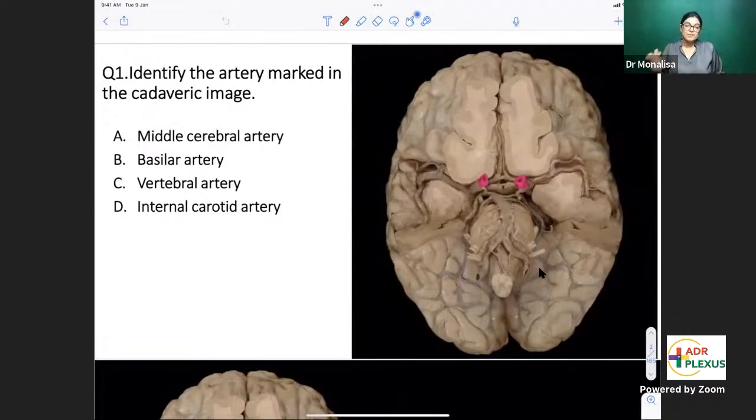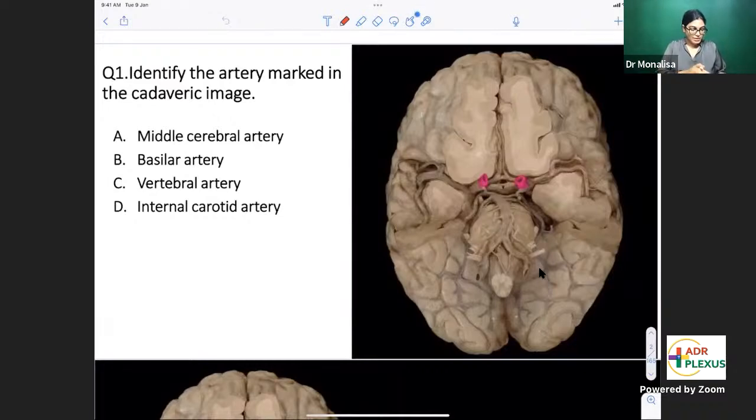We can see here the inferior aspect of the brain, and a red color highlighted area has been shown in this image, and you have to identify which of the following arteries it is. Is it the middle cerebral artery, or is it the basilar or the vertebral artery? Okay, so this you have to identify. Four options are there, so go for it.